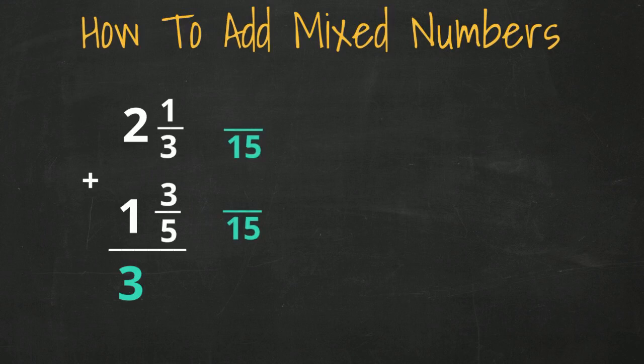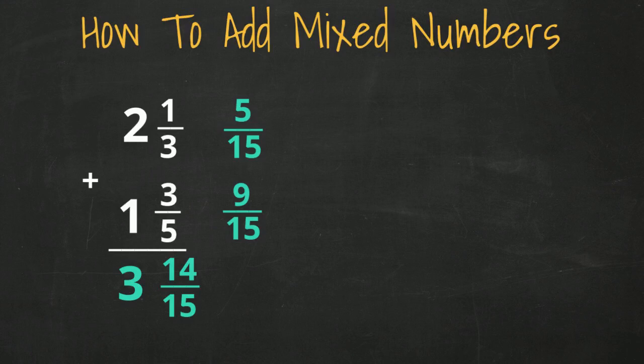Looking at 1/3, 3 goes into 15 5 times. So we multiply both the numerator and denominator by 5, and we get a new fraction of 5/15. We do the same for our second fraction, 3/5. 5 goes into 15 3 times, so we multiply both the numerator and the denominator by 3, and we get a new equivalent fraction of 9/15. We can now write our mixed numbers as 2 5/15 plus 1 9/15. The first step is to add the whole numbers, which we said was 3. Next, we add the proper fraction pieces, which is now 5/15 plus 9/15, for a total of 14/15. So the original problem of 2 1/3 plus 1 3/5 is now equal to 3 14/15.